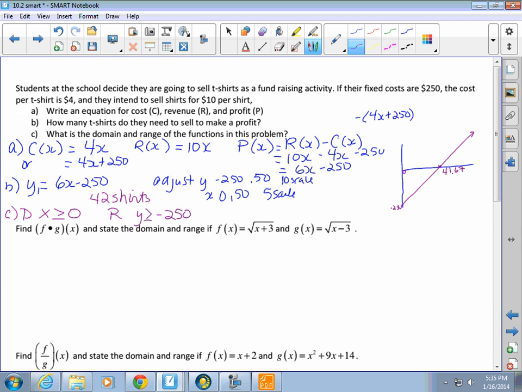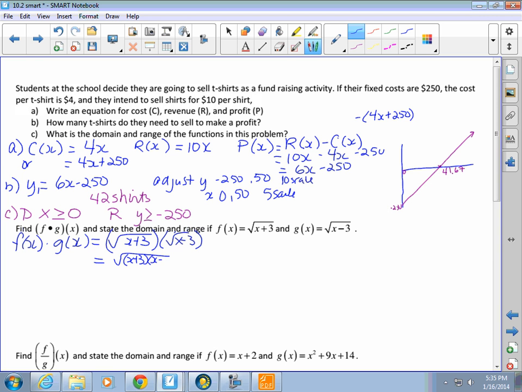Okay, f of g of x. So we're going to find f of g of x and state the domain and range if f of x is equal to square root of x plus 3 and g of x is equal to square root of x minus 3. So this is the same as saying f(x) times g(x). So that's equal to square root of x plus 3 times square root of x minus 3. So when I multiply those together, that's equal to the square root of x plus 3 times x minus 3.